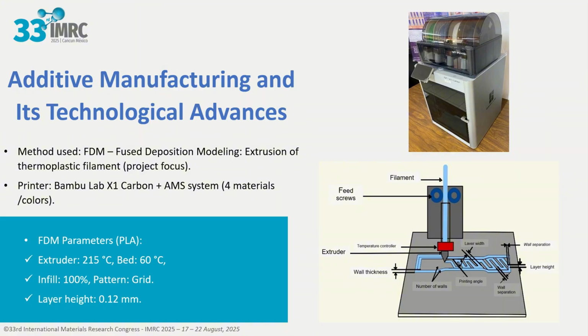For the manufacture of ASTM specimens, a Bambu Lab X1 Carbon printer was used, which allows working with up to four materials of different colors thanks to the AMS. As critical technical parameters, which are extruder temperature, heated bed, infill percentage, layer height, and infill pattern, a standard parameter set was used for the four elements because they directly influence the quality and final properties of the parts.